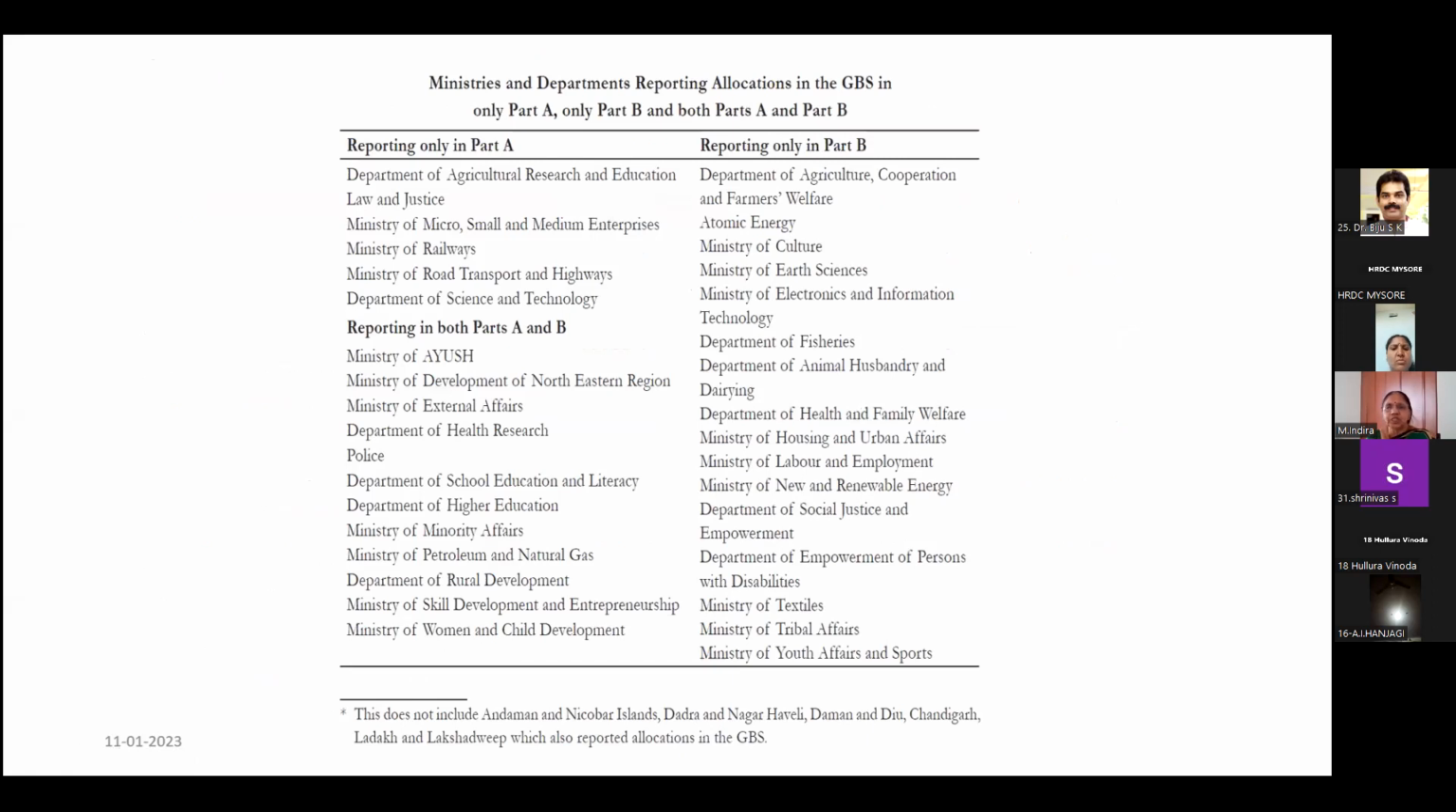So, ministries and departments report allocations in the gender budget statement under Part A only, Part B only, or both. See, not all departments are reporting all the things. Some departments are reporting some things, Part A or Part B. For example, all these departments are reporting only Part A, meaning only women-only programs. Here they are reporting both Part A and Part B. Whereas here they are reporting only Part B, meaning only the 30% allocation is given in these departments. So there are gaps, in the sense that not all departments are providing the information for Part A and Part B schemes. Many departments are giving only Part B, that is 30%. Only a few departments give Part A, and only a few give both Part A and B.